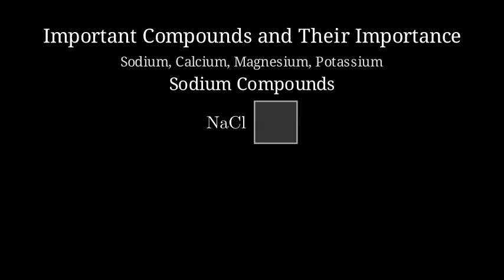Sodium chloride is table salt. It can be prepared by combining sodium and chlorine or by evaporating seawater. It is a white crystalline solid and dissolves easily in water. Sodium hydroxide is commonly made by electrolysis of brine. It is a strong base and feels slippery in water. It reacts with acids to form salt and water.